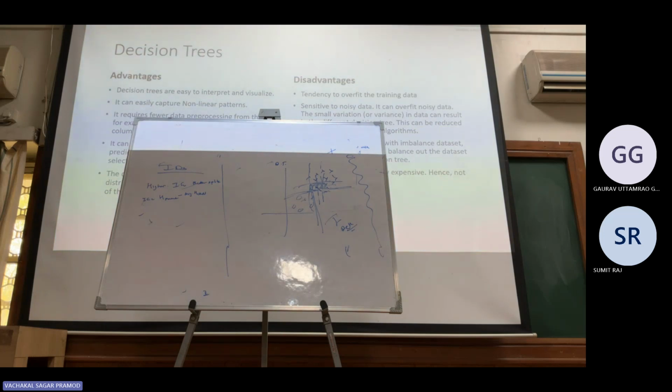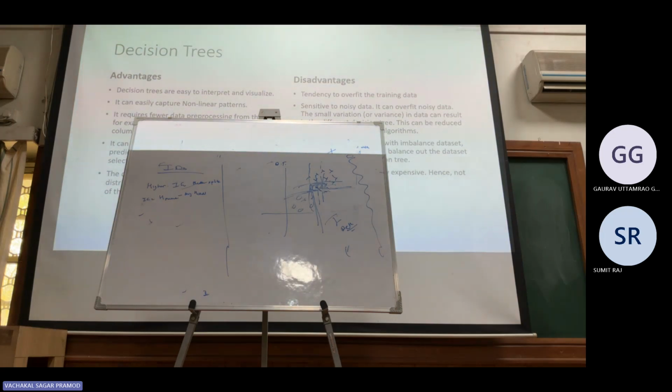Coming to disadvantages, even having such a beautiful nature, this algorithm is never used alone, right? Tendency to overfit the training data, the thing I mentioned, having n number of decision boundaries, so that when actual test data comes into the picture, it will make wrong decisions. Sensitive to noisy data, it can overfit noisy data. Small variance in data can result in different decision trees. This could be resolved by bagging and boosting algorithms, which you're going to see. They use decision trees, which are prone to overfitting.